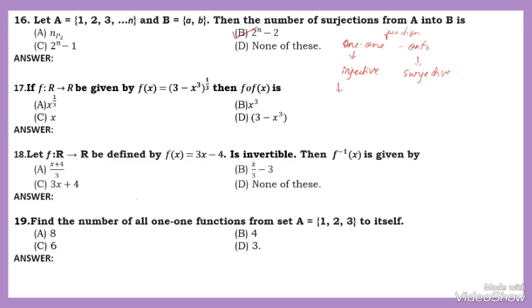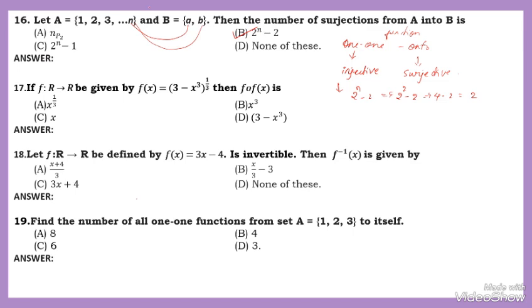Here there are two elements in set B. So 2 to the power 2 minus 2. 2 to the power 2 means 4, minus 2. Therefore 4 minus 2 means 2. There are only two relations because these two elements only map with the other elements. The number of surjections from A into B is 2.